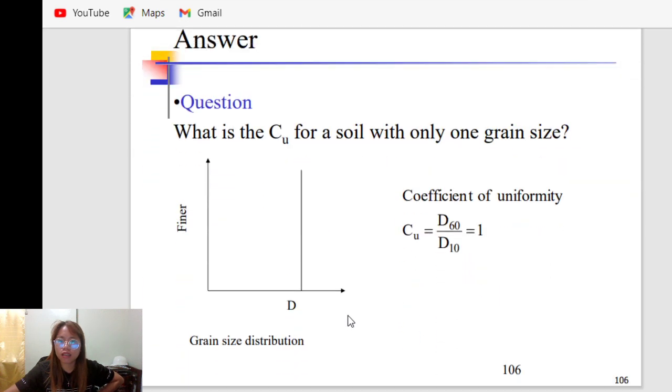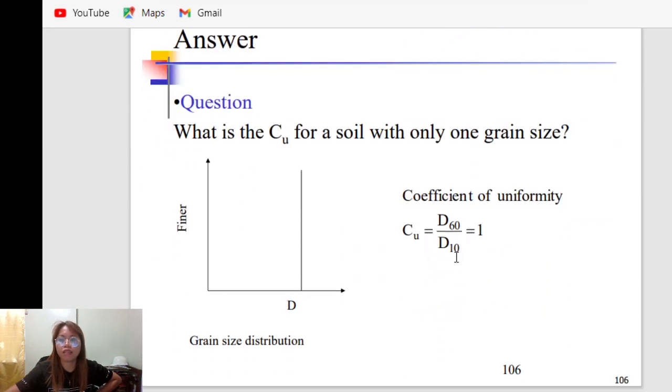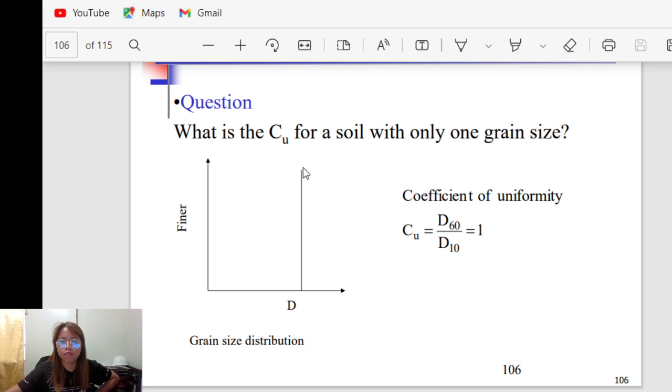The answer is, for example, because C sub U is equal to D60 over D10. So if the grain size is the same at 60% and 10% passing, the answer is 1. So the graph will look like this, no? Only one grain size. So this is the grain size distribution curve, which is a vertical line.